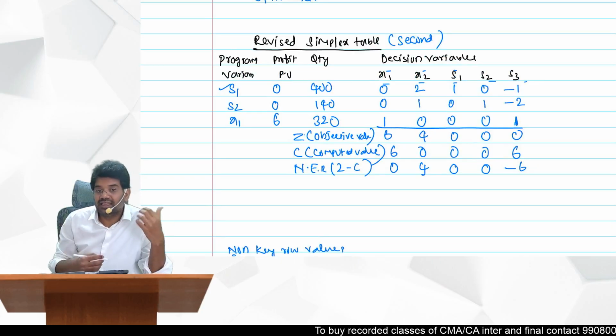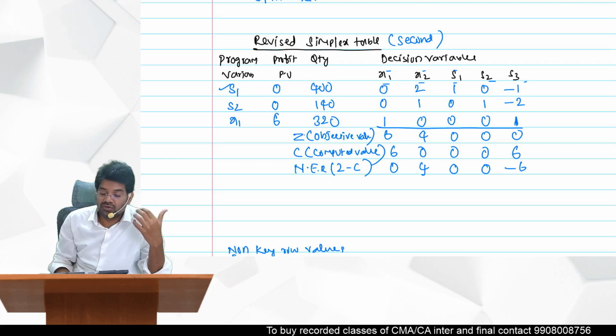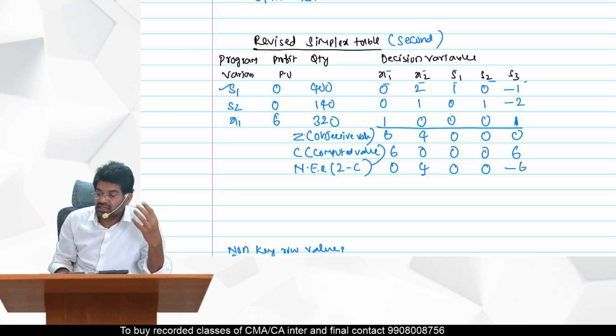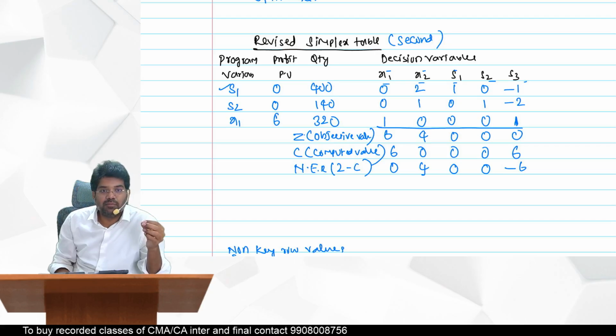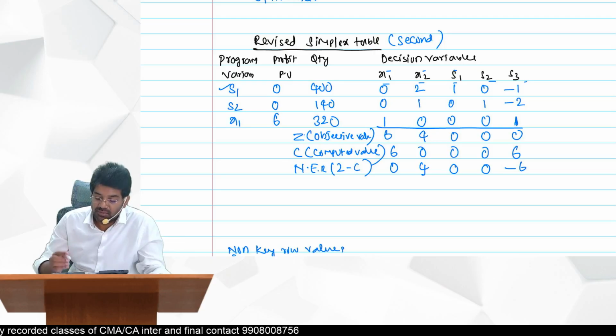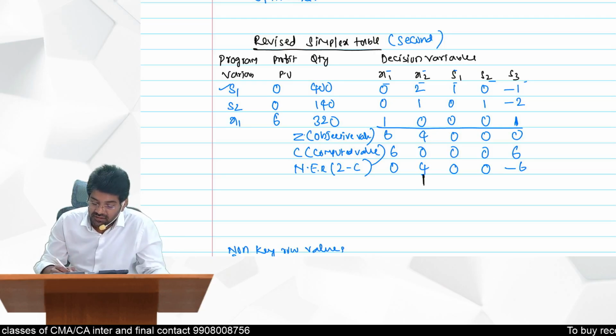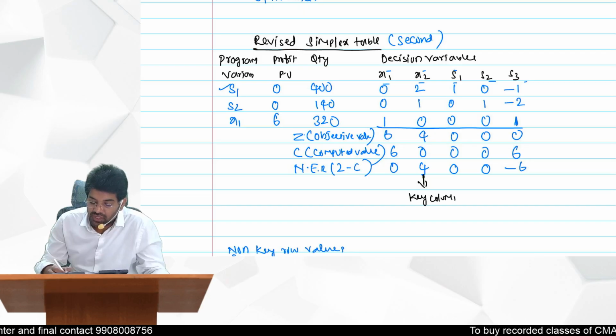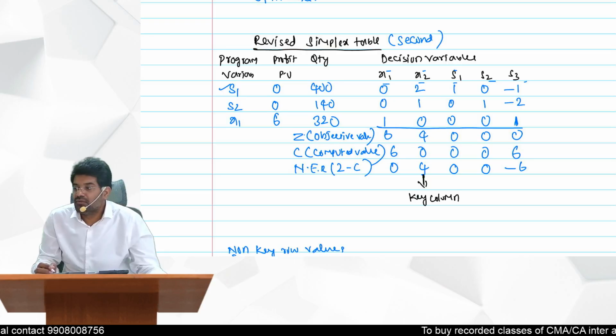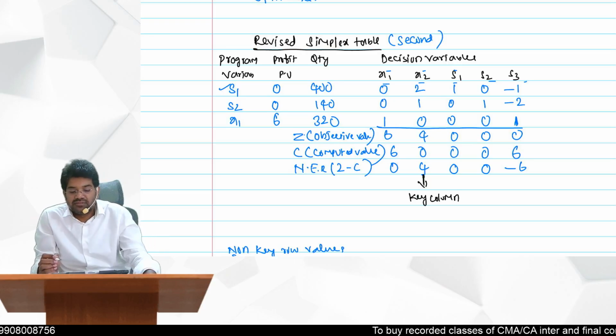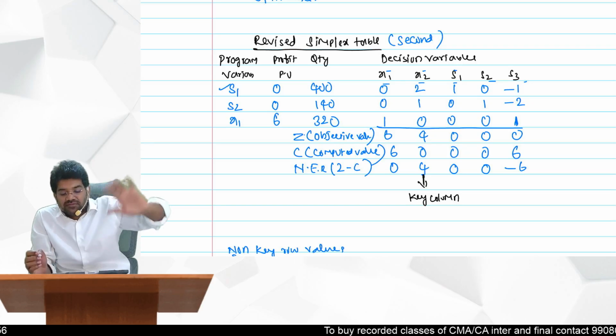Earlier we introduced x1. Now which one should we introduce? What is the selection criteria here? We should take the maximum positive. This is the key column, so this is the variable we are going to introduce now. X2 we are going to introduce.